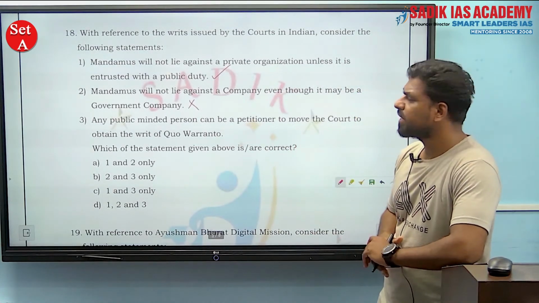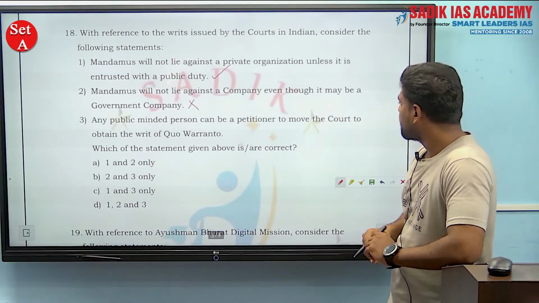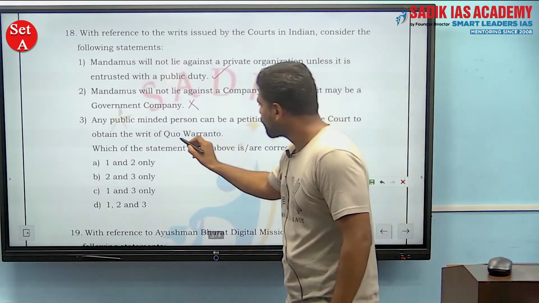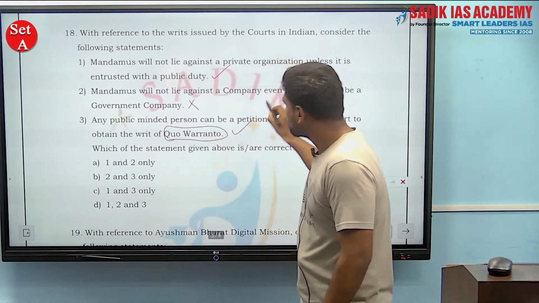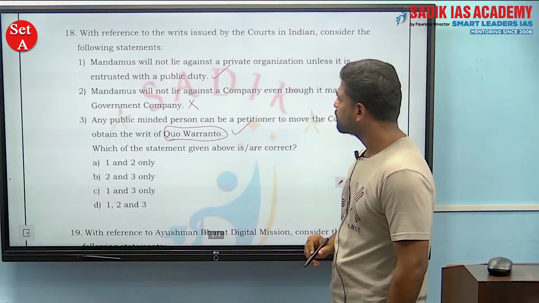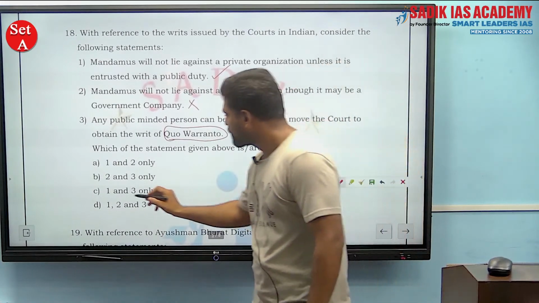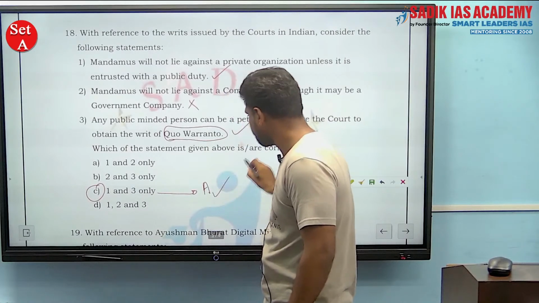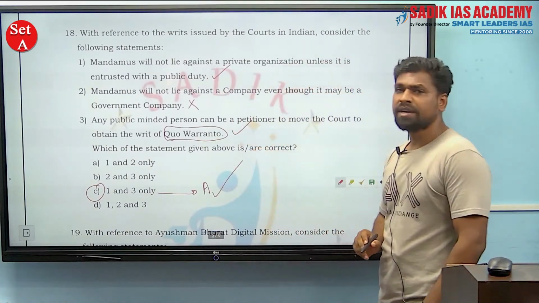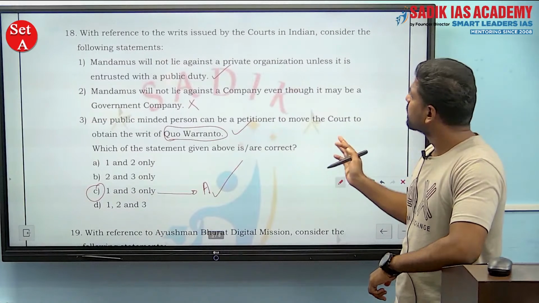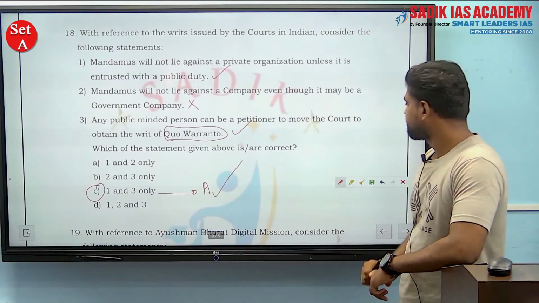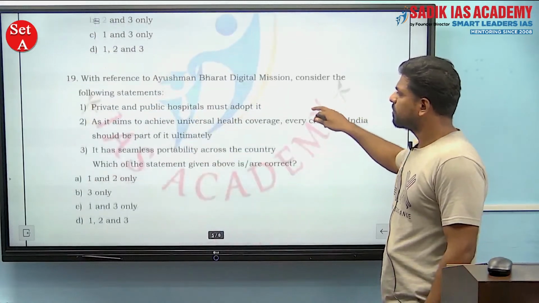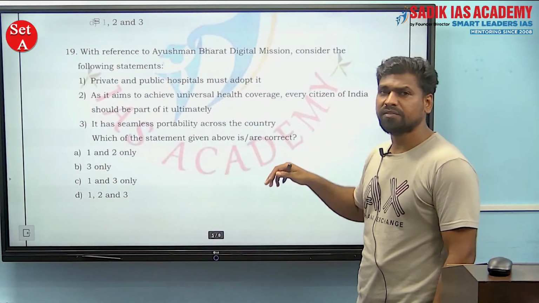What about statement number 3? Any public-minded person can be a petitioner to move the court to obtain the writ of quo warranto. This statement is also right. Therefore, the right answer is option C, which is 1 and 3 only. So this is the right answer for this particular question. This is a current affairs based question with respect to governance in India.